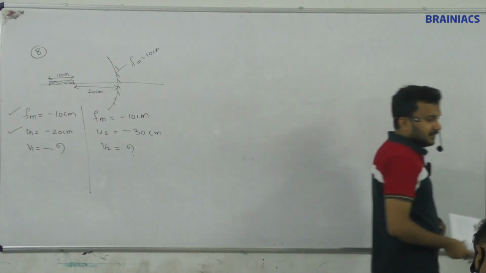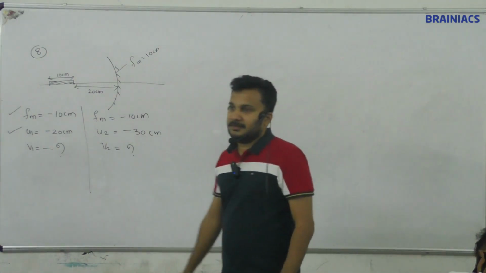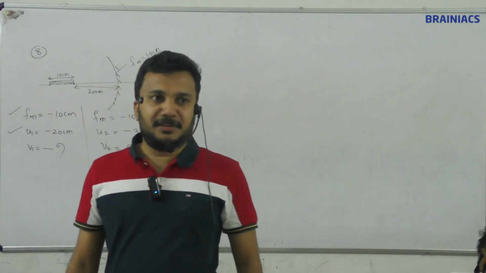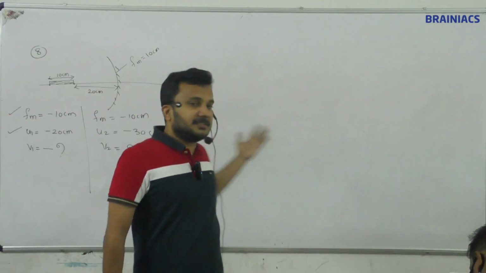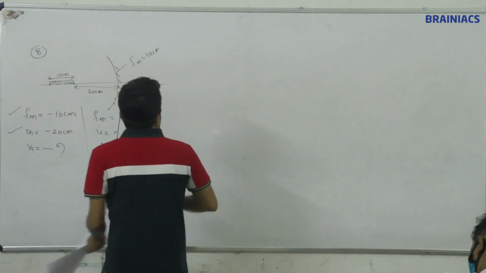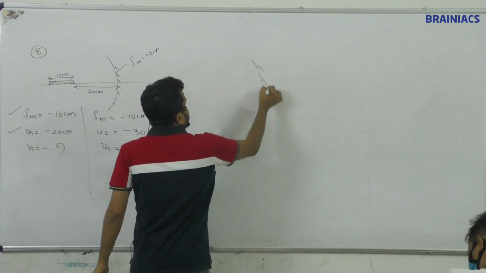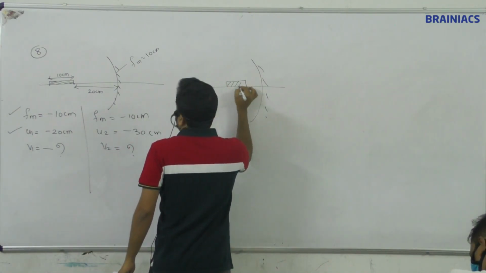Got it, 5 centimeter you got it. V1 how much did you get? Minus 20. So v2 should come as minus 15. Minus means it is on the same side. Okay, so once you do this one, this is your object.